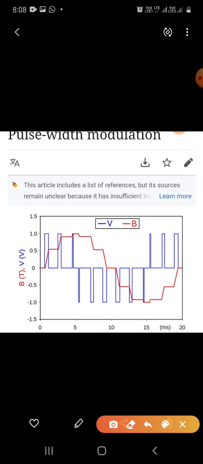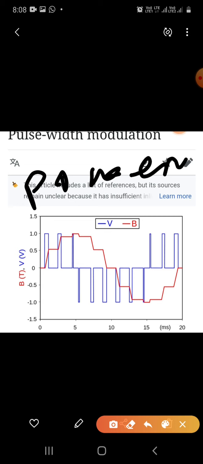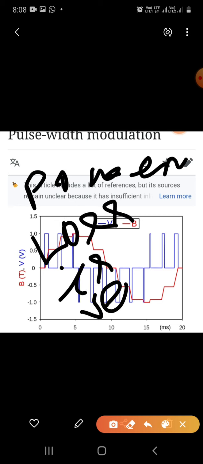The main advantage of PWM is that the power loss in the switching device is very low.